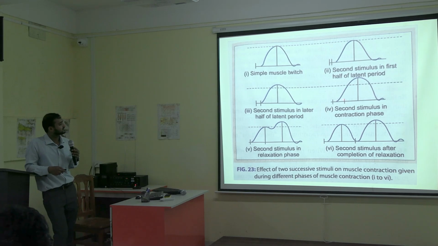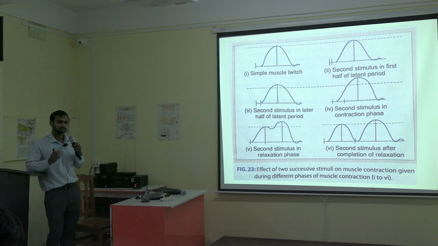So in successive stimuli, as it has entered the relative refractory period, there will be a response. Okay, if you give the stimulus in the contracted phase, the first response was in the first half, so there was no response. In the second half of the latent period, there was a response. Okay, so in the contraction phase, it has again produced some response. So why? You know why?